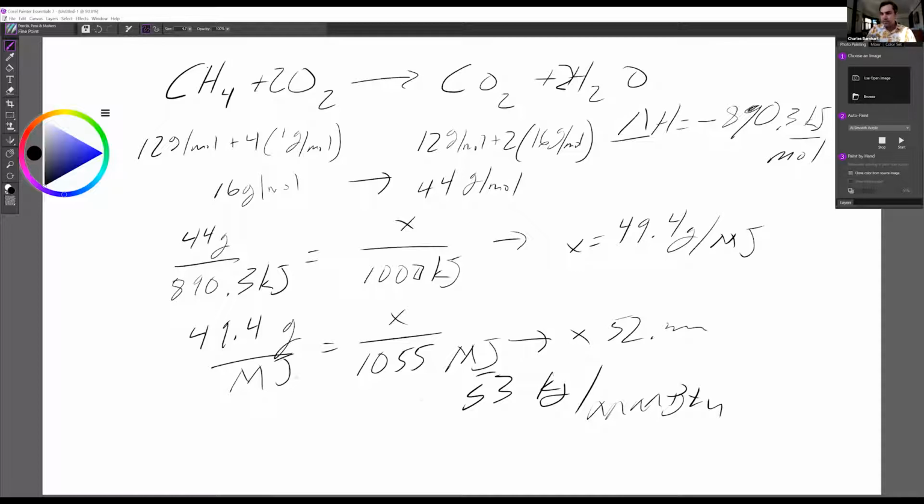Okay. Another reported value that you'll see on Google is 55.7 kilograms of CO2 per kilogram of natural gas.